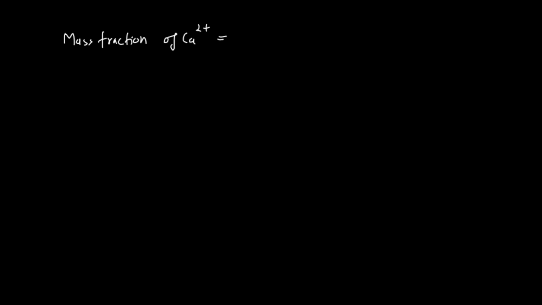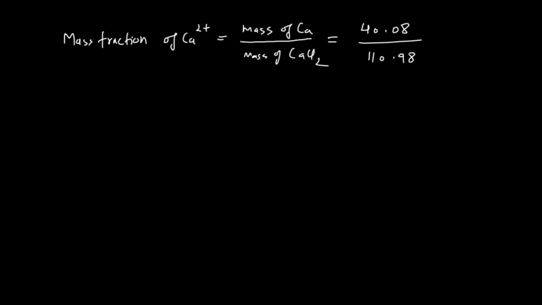This is nothing but mass of calcium divided by mass of calcium chloride, because you are having the chlorides of calcium and copper. Calcium is 40.08. Calcium chloride is 110.98. If you solve this, the value will be 0.361.